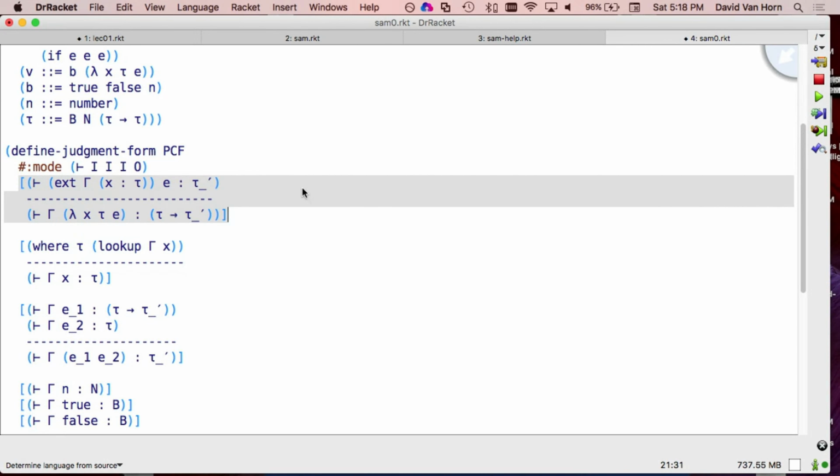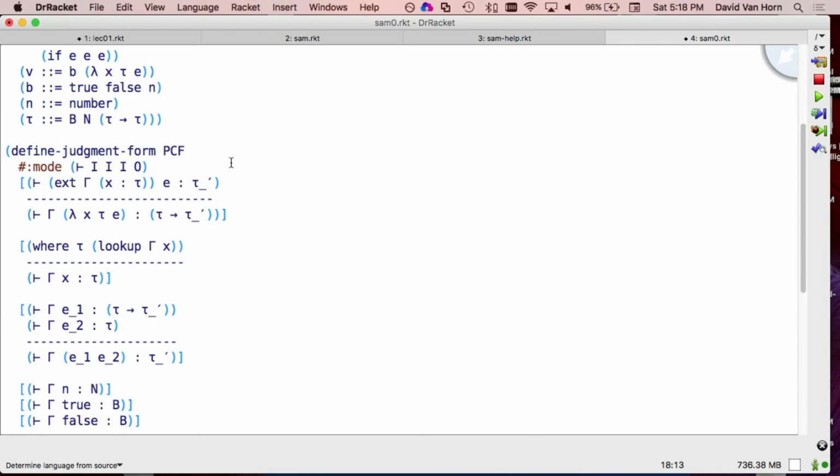And you'll notice that, because of the way things work in Redex, I had to put the turnstile at the beginning, whereas on the blackboard notation, I could put it infix, and that was fine. But here I'm saying the name of the judgment is turnstile. And then I have to specify the mode of this judgment.